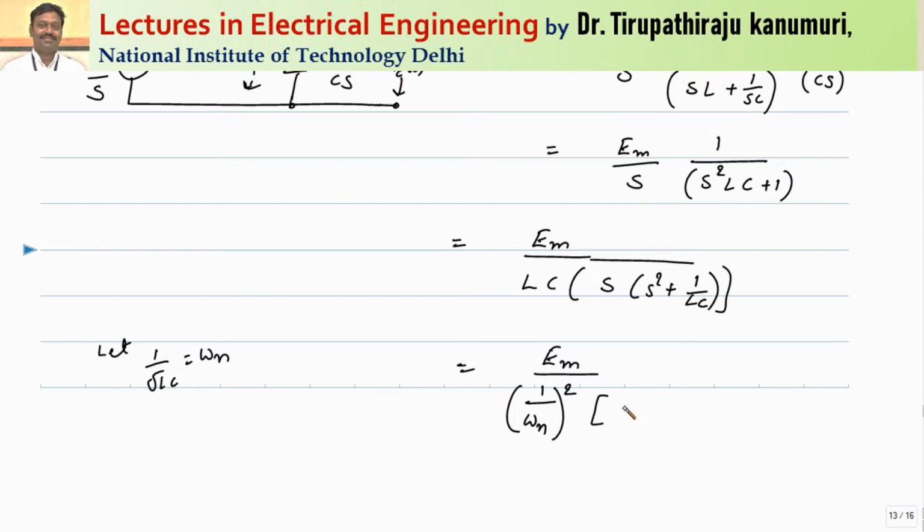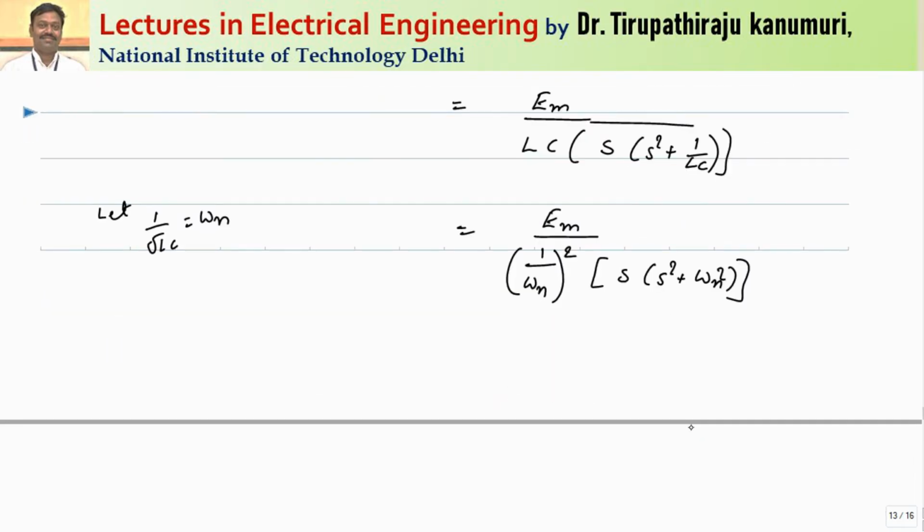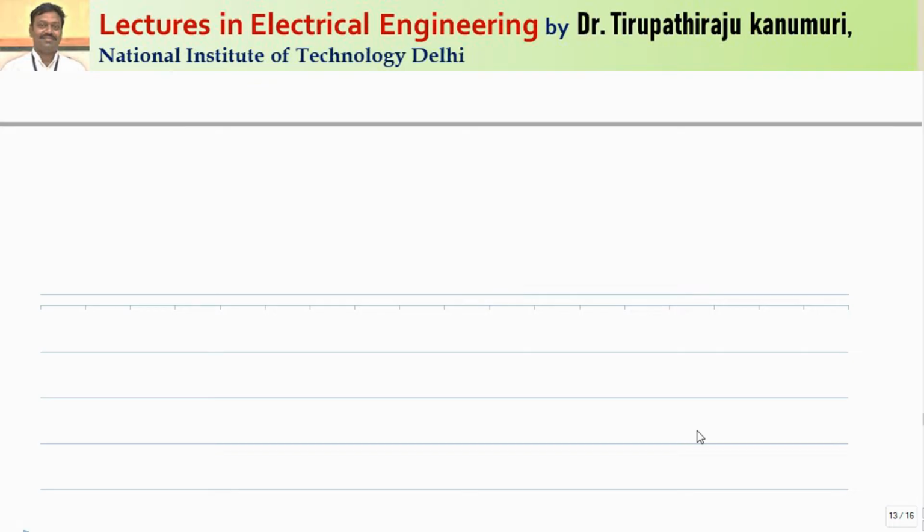So next this will be S multiplied by S square plus omega n square. This is the value we got. So this can be further simplified. So this I can write as omega n multiplied by E maximum value, because E maximum by 1 by omega n, I have taken omega n here, and the remaining omega n I have taken inside. This will become omega n divided by S into S square plus omega n square. This is what we get. So this value is equal to Vc of S.